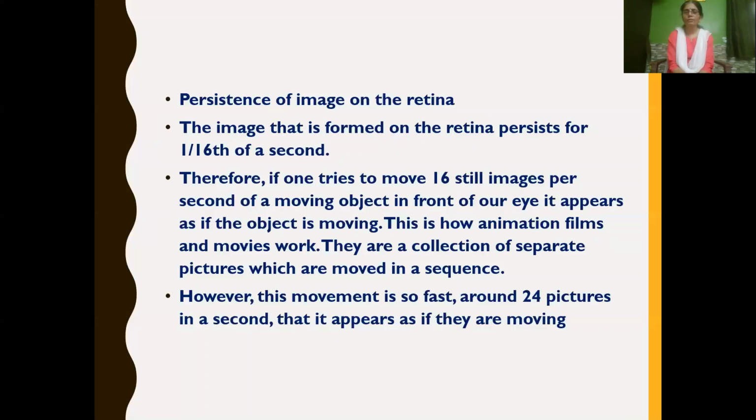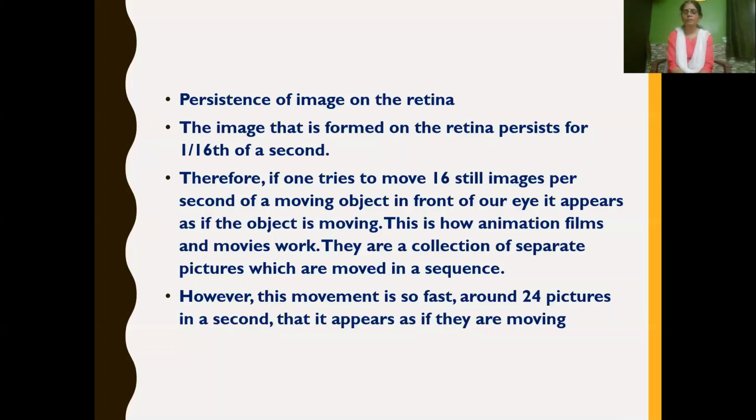Therefore, if one tries to move 16 still images per second, still meaning not moving, of a moving object in front of our eye, it appears to move. For example, you can take a bus. A bus is a moving object, but we take a still image, which is not moving. If you move 16 still images per second, we feel as if the object is moving. This is how animation films and movies work.